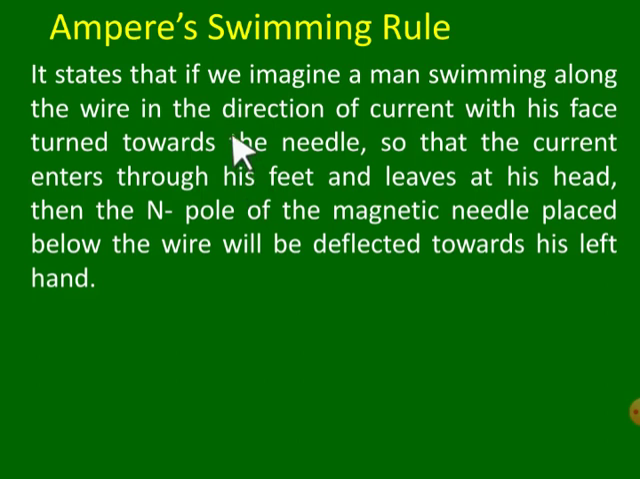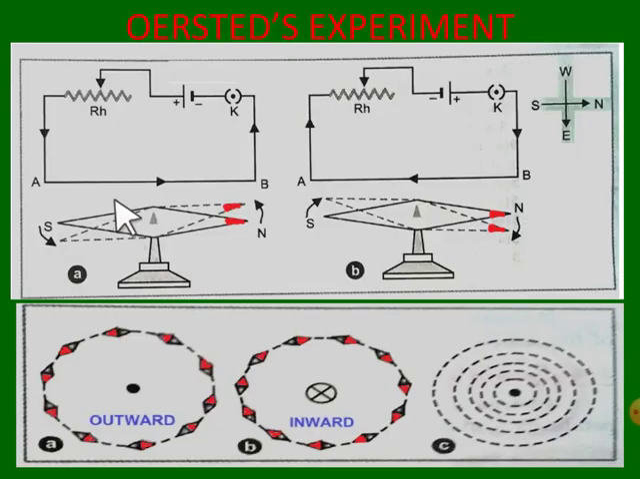And there is another similar rule, just to know it, a simpler one, which is known as the SNOW rule. That means snow rule, we simply say. So let's see the previous diagram again, and I will try to explain this Ampere's swimming rule.